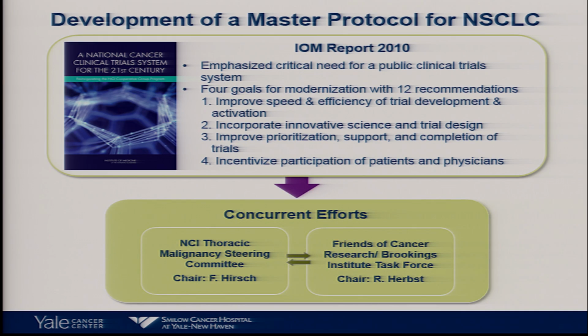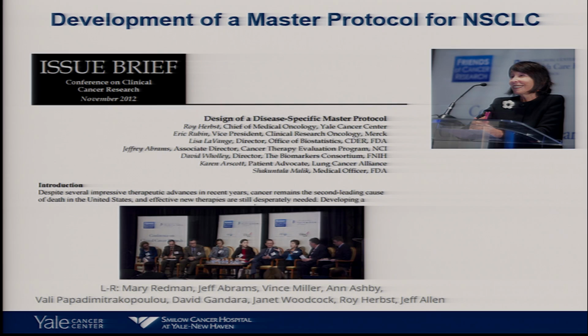And coming from that, there were a number of concurrent efforts in lung cancer that tried to address this report. One was through the Thoracic Malignancy Steering Committee of the NCI. This was chaired by Fred Hirsch at the time. I was a member of that. But then there was this group from the Friends of Cancer Research Brookings that I chaired. And actually, we decided to take this report, and this was first presented at the Friends meeting, which all of you must know, led by Ellen Siegel and her team in 2012.